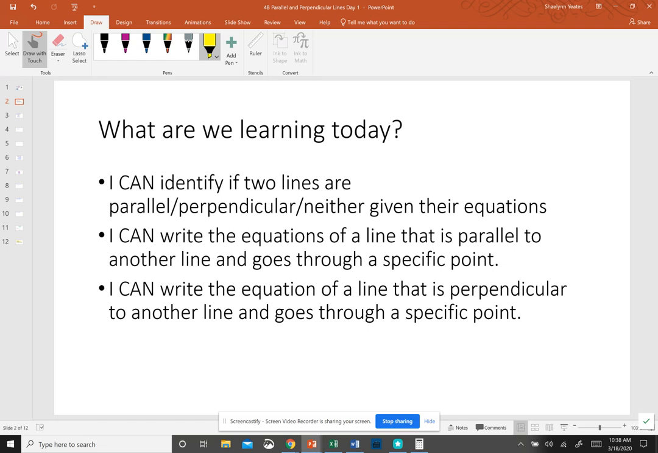So what we're learning today is we're going to identify, which means we're going to be able to tell if two lines are parallel or perpendicular given their equations. We're going to be able to tell that information. And then the next thing says, so this is what we'll be doing over the next 2 days. This is tomorrow.